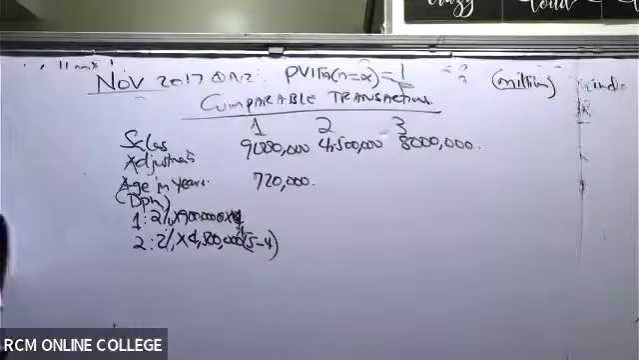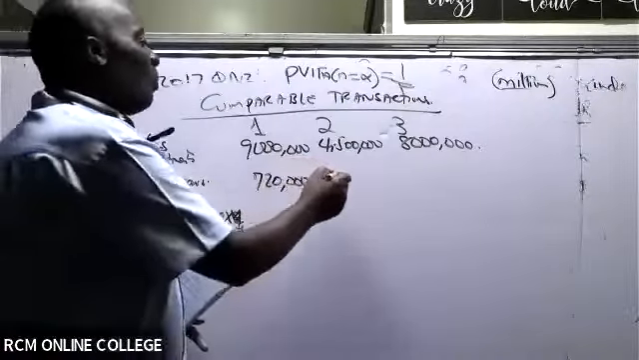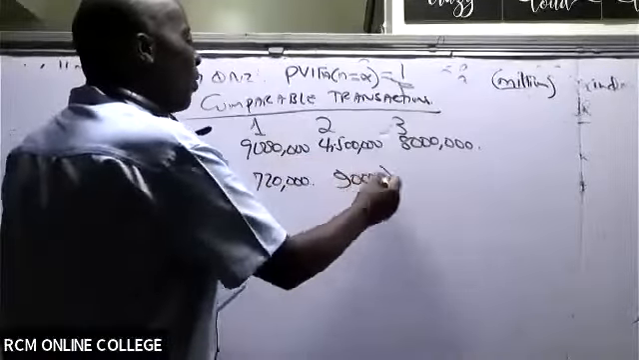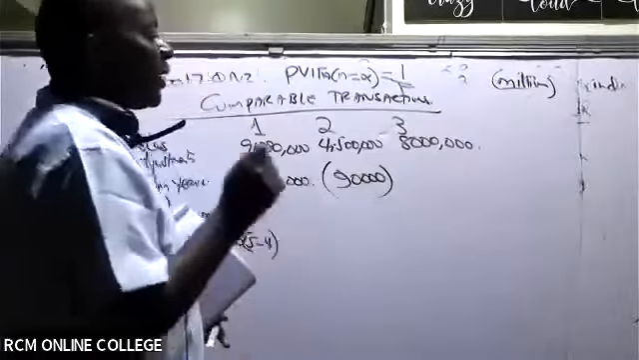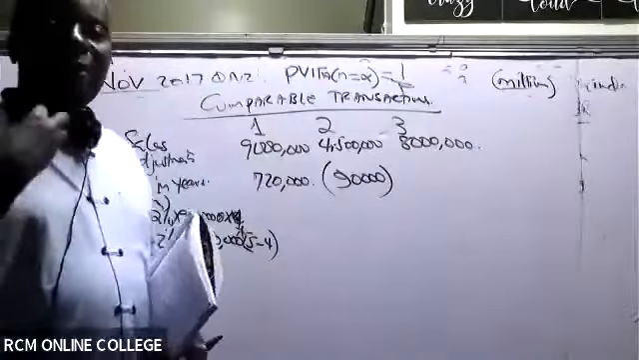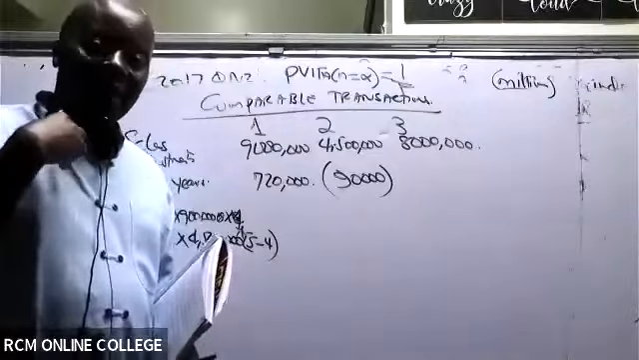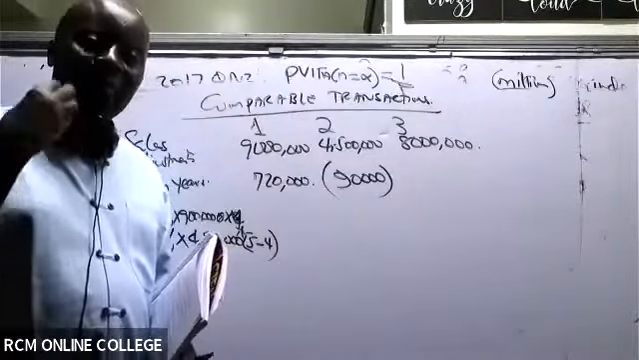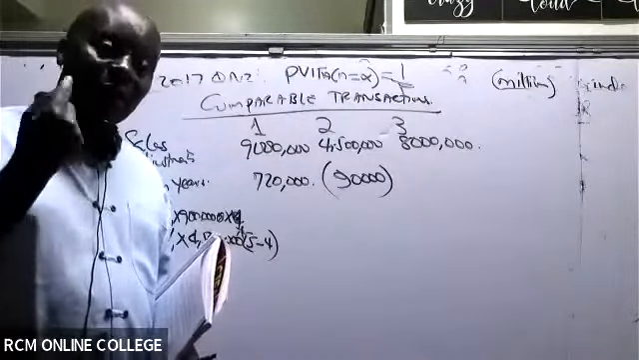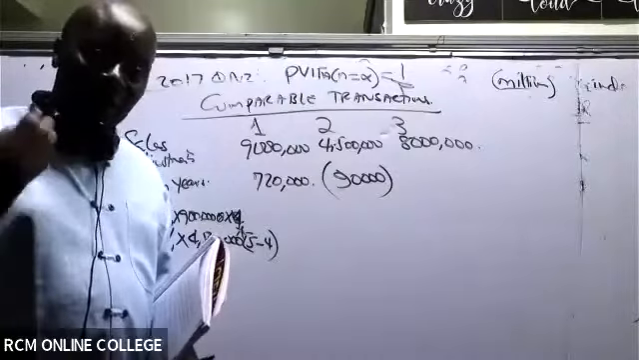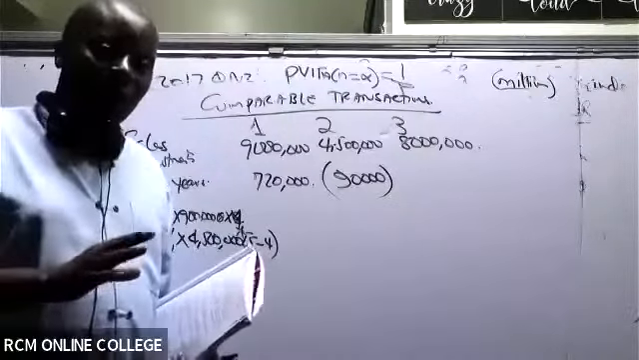So you're getting 90,000. This 90,000, in comparison to my property, I need to deduct it. My property will have a lower value because my property is older, since I'm comparing this in relation to my property.